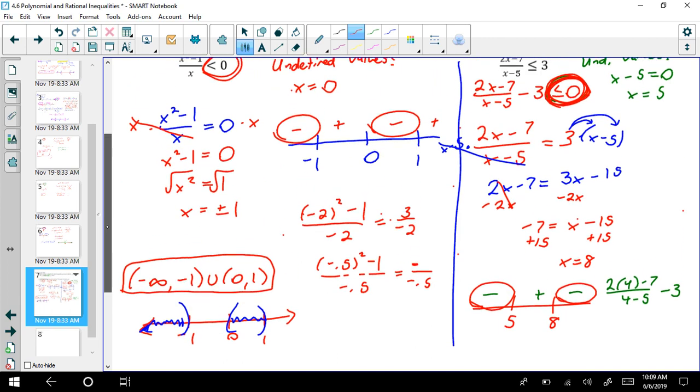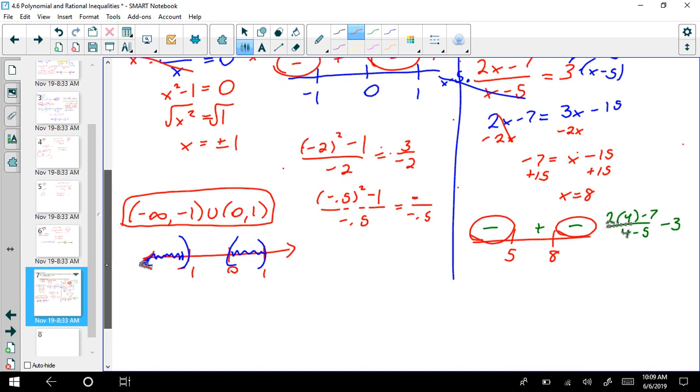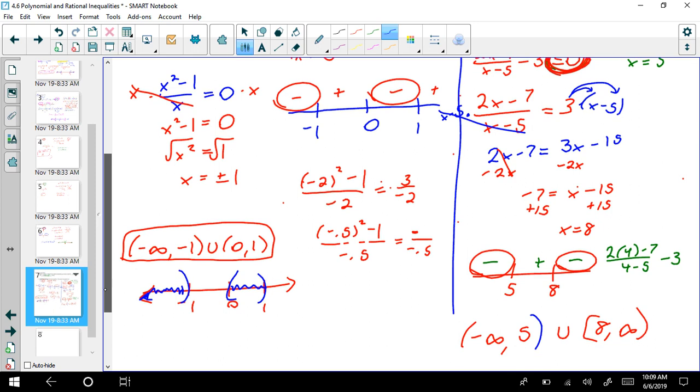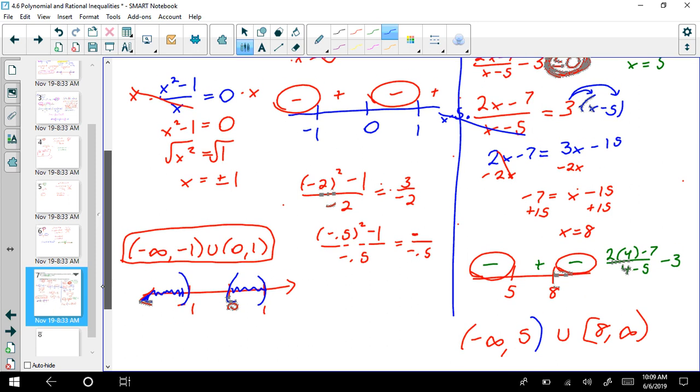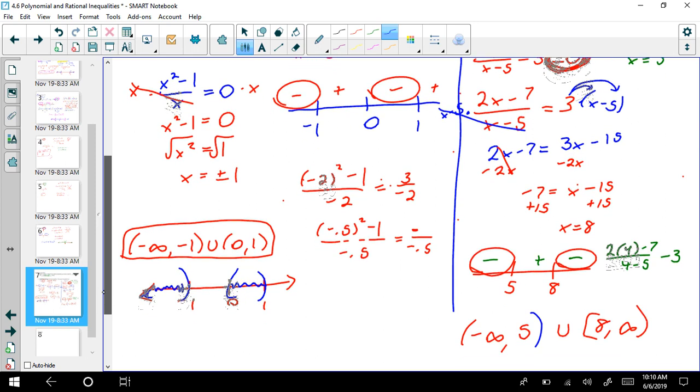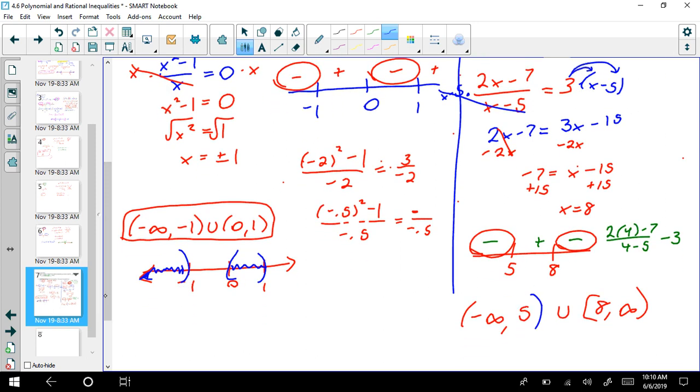And will I use parentheses or brackets? We should say brackets because we have the equal to bar. Now, unfortunately, if you had this as your answer, you would be wrong. There's one thing wrong with this, and I'll tell you the thing that's wrong. It's not actually a bracket with the 5. It's a parenthesis, and you might be saying, why? We have the equal to bar with the inequality. Why isn't it a bracket? 5 was an undefined value. It's what made the denominator 0, and I never want to include those.